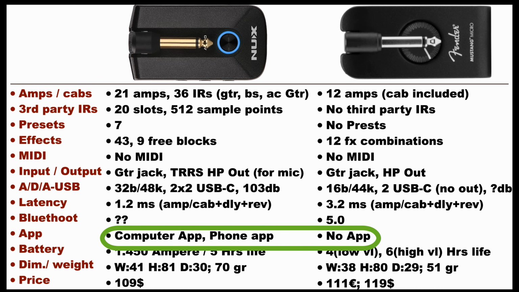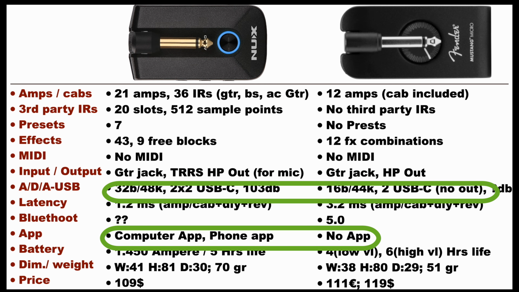Then I would mention the ADA conversion, where the Mighty Pro is at 24 bits and the Mustang Micro at 16 bits, and this is a pretty important difference if you want, for instance, to record the dry signal of your guitar and reamp it later. More on this topic in my 2 cents section of this video.